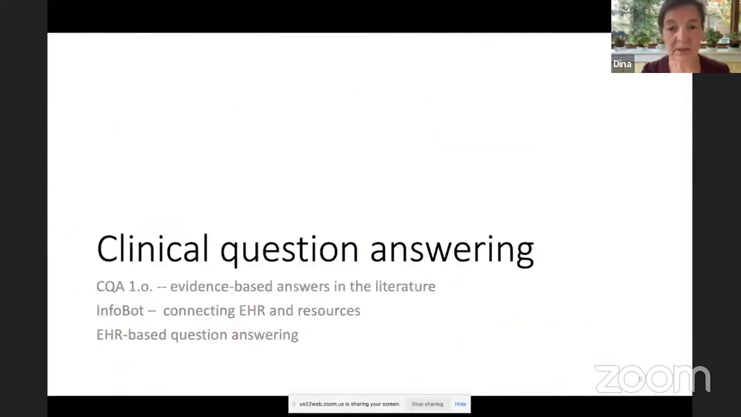So we will start with clinical question answering, and with a very traditional clinical question answering system. Then I will show how that system was tested in a clinical environment. And then very briefly, a different type of questions that are not answered by the literature, but they are about a specific question that the doctor is treating right now, and the answers are in the electronic medical record.